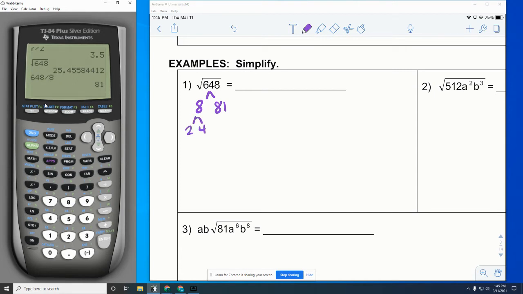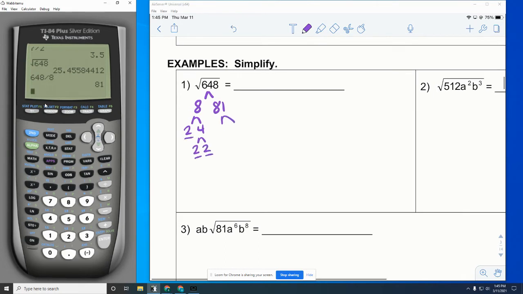8 is 2 times 4, and 4 is 2 times 2. 81 is 9 times 9. So remember, I'm looking for pairs. So even though I could continue taking 9 and breaking it down to 3s, that would be a waste of my time. You're not wrong if you do it. It's just going to take you longer, and you're going to end up with more numbers.